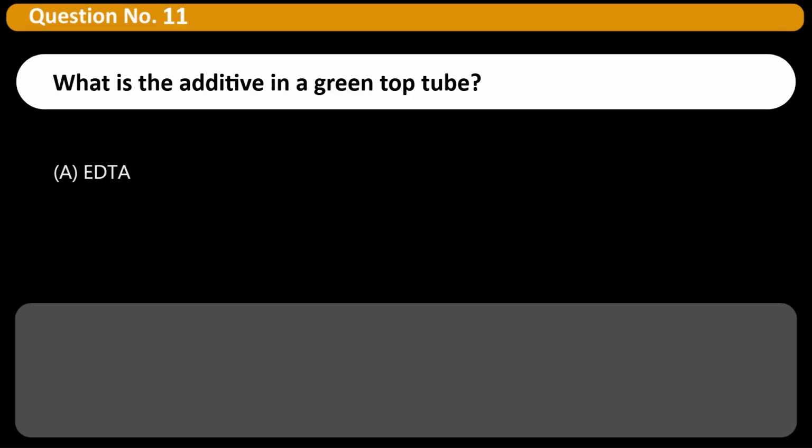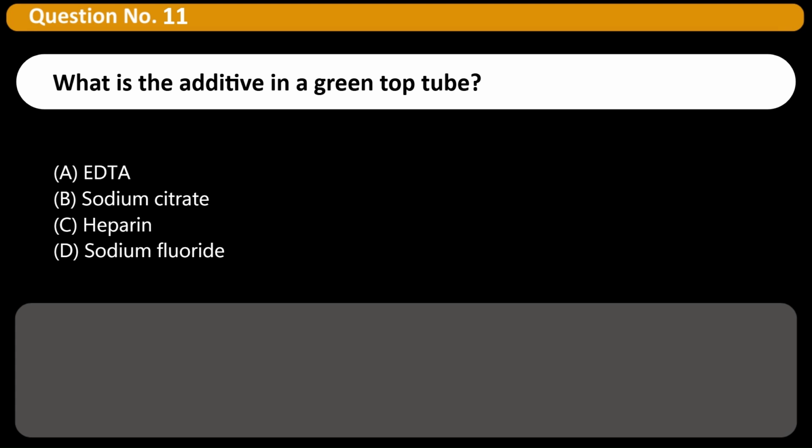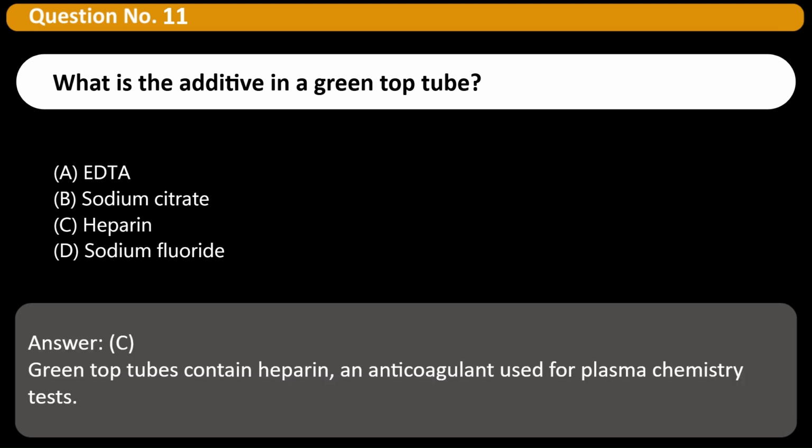What is the additive in a green top tube? A. EDTA. B. Sodium citrate. C. Heparin. D. Sodium fluoride. Answer: C. Green top tubes contain heparin, an anticoagulant used for plasma chemistry tests.